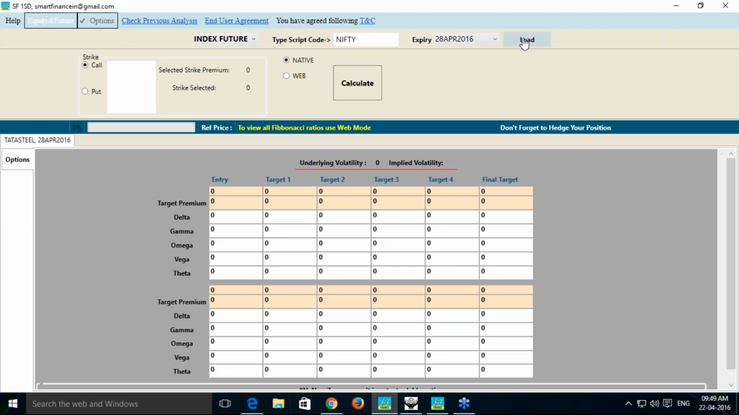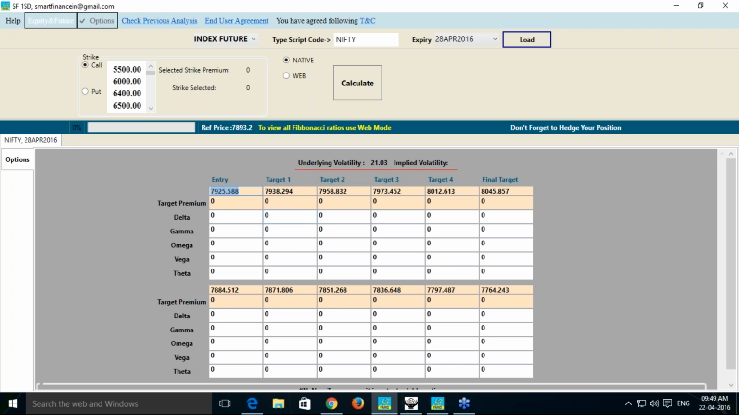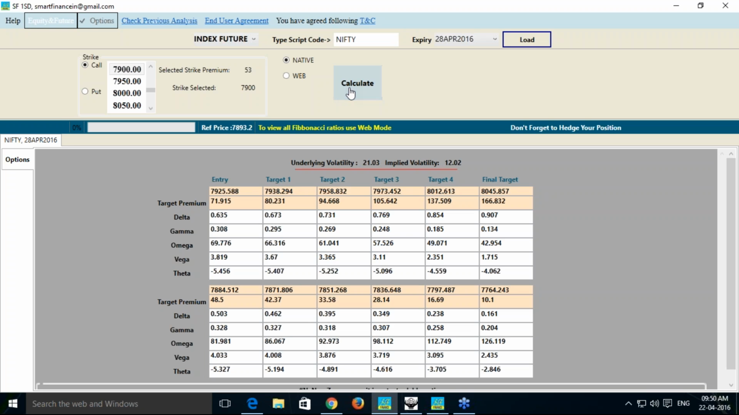Suppose I take Nifty and load the data. Once I load the data, I'll calculate the levels. It is saying 7925 above is uptrend, 7884 below is downtrend. The reference price is being taken from 7893 now. It is now close to 7884. Since it is close to the downtrend price, I should take the 7900 put option, because it is close to the downtrend. It is trading at 53. So what calculation is it giving me?